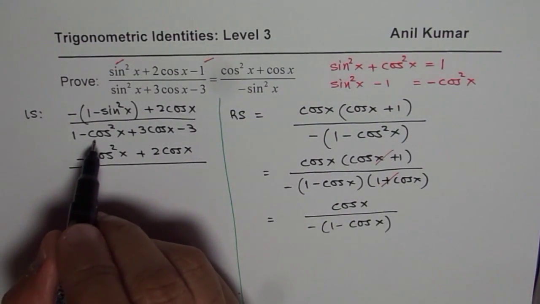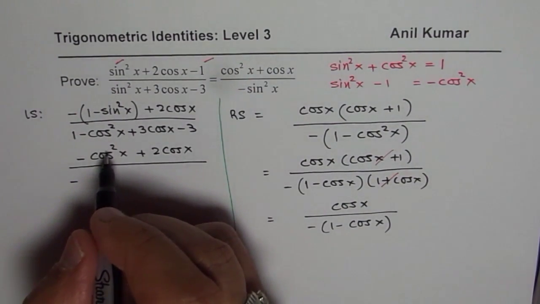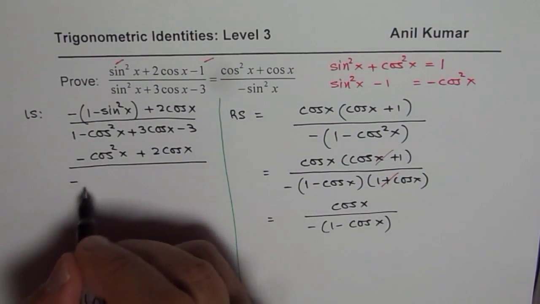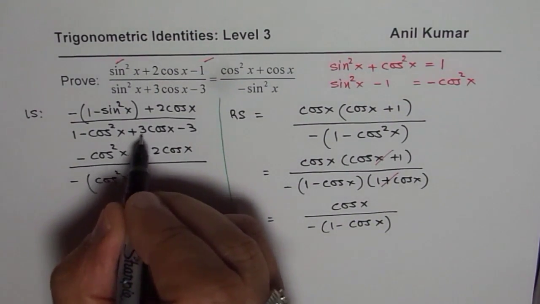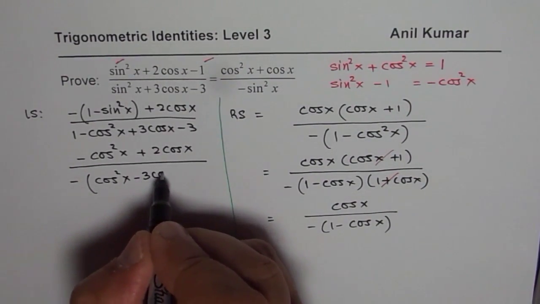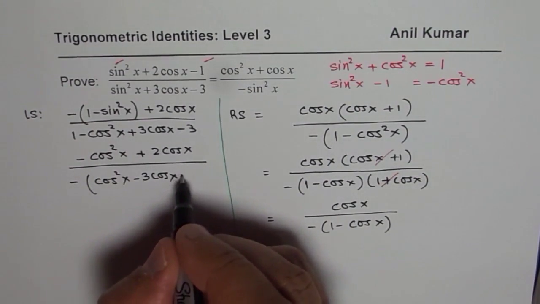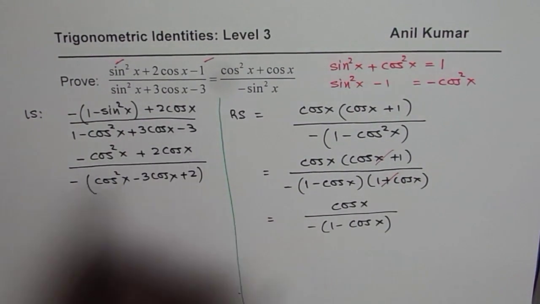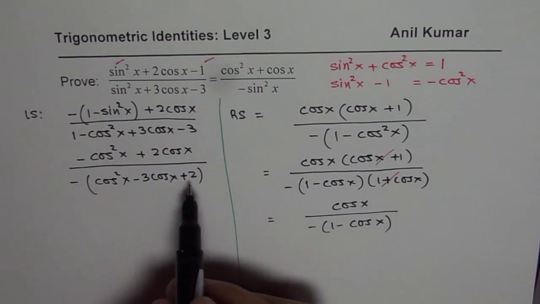now here we can combine the terms. We'll take minus outside, so we'll try to factor this term. So we have cos square x minus 3 cos x, but since I took minus here, minus 3 cos x, and 1 minus 3 is minus 2, but we'll do plus 2 here. When you open, you get minus 2, correct? So that is how you could do this.